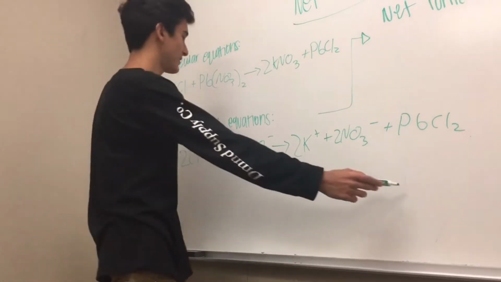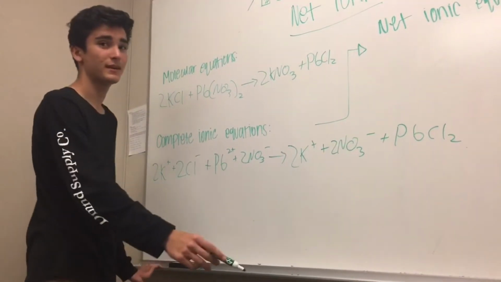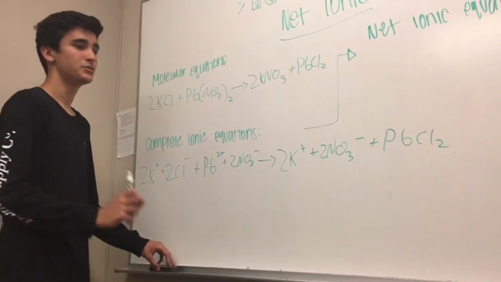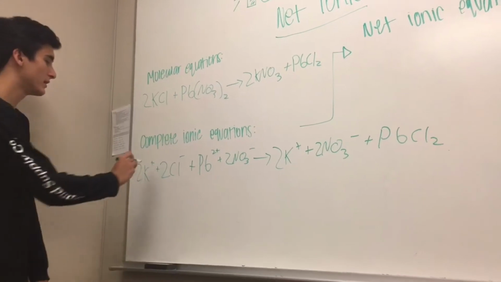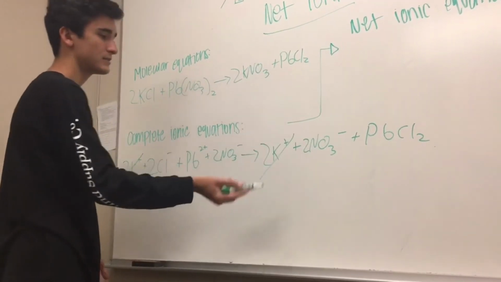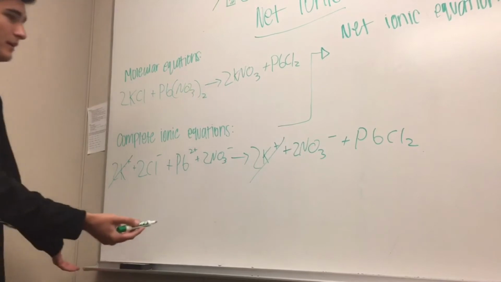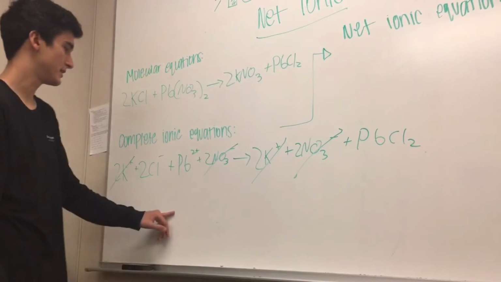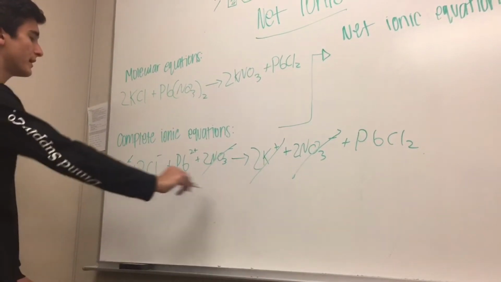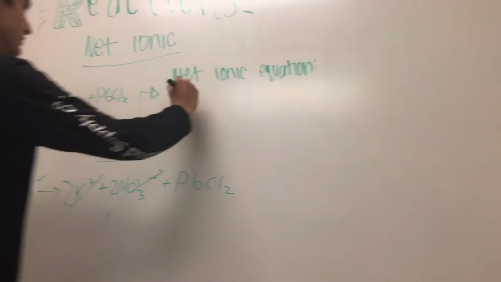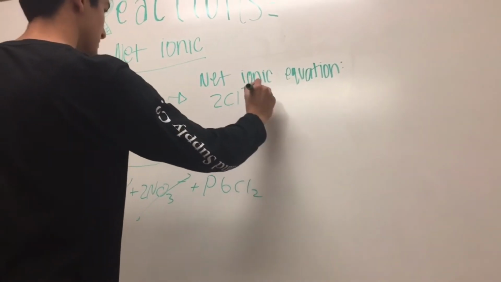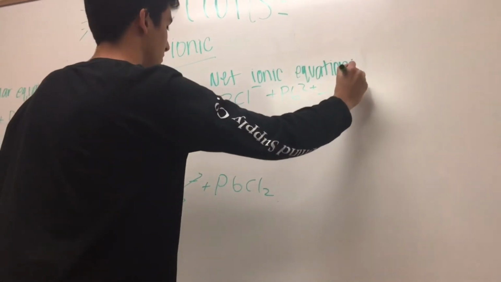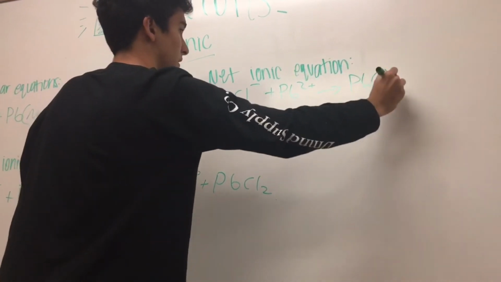Now that you have your complete ionic equation, you can see which ones are spectator ions. Spectator ions stay the same throughout the reaction and do not do anything to drive it. So, 2K plus and 2K plus stays the same. It does nothing. 2NO3 and 2NO3 also stay the same. So, now you have your net ionic equation, which would be 2Cl minus plus Pb2 plus goes to PbCl2.